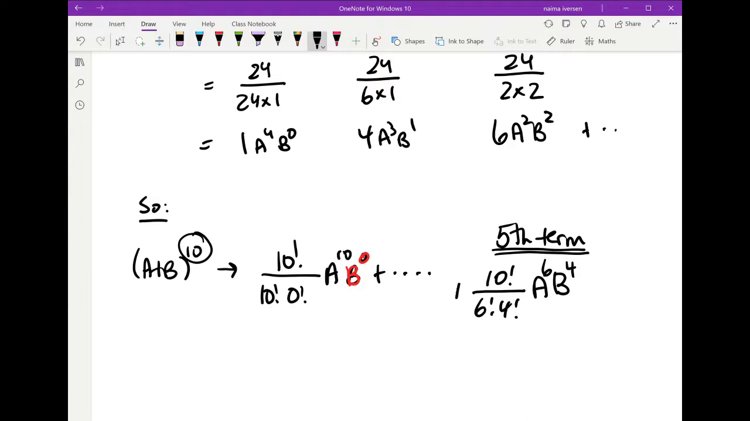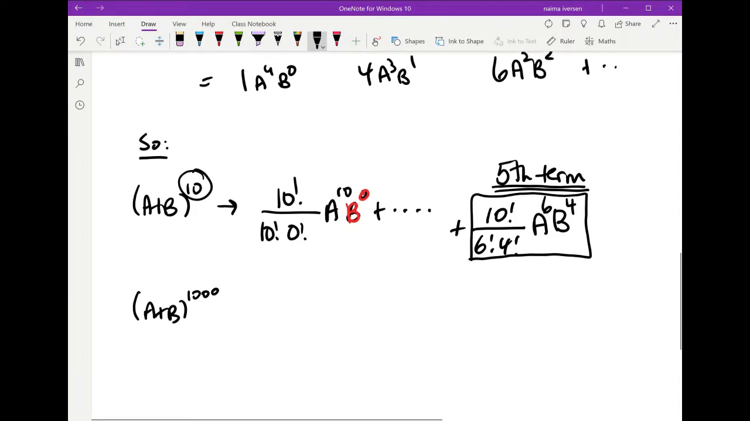And you can actually find a random term, even if we wanted to expand something like a plus b to the 1000, and you wanted to find the 5th term or the 15th term or something like that, you would still be able to find that without having to draw your Pascal triangle. So that's one thing that you can be using the factorial notation for.